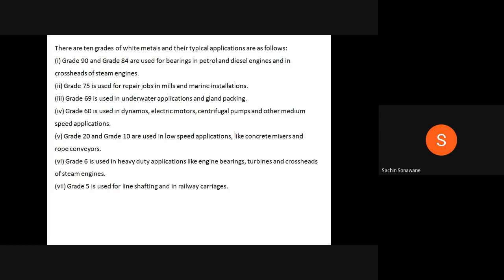Grade 60 is used in dynamos, electric motors, centrifugal pumps, and other medium speed applications. Grade 20 and grade 10 are used in low speed applications like concrete mixers and rope conveyors. Grade 6 is used in heavy duty applications like engine bearings, turbines, and crossheads of steam engines. Grade 5 is used for line shafting and in railway carriages.